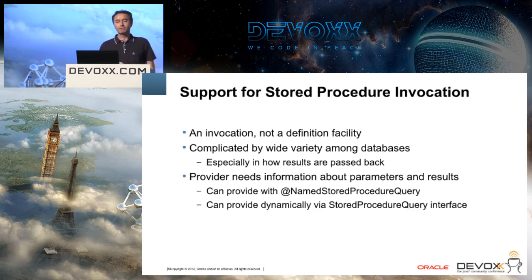Okay, stored procedure invocation. This is something that seems like an obvious thing to have. And it's coming to JPA 2.1. So we're going to allow or provide a way to invoke stored procedures. Simple as that. It's tricky because, of course, it varies by database, but it's going to have to be supported.